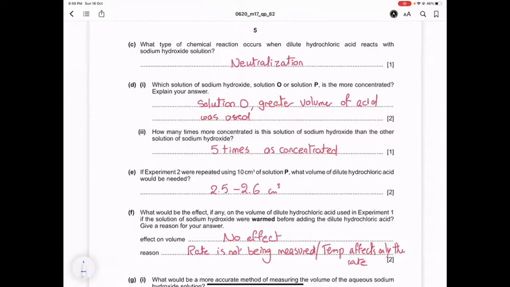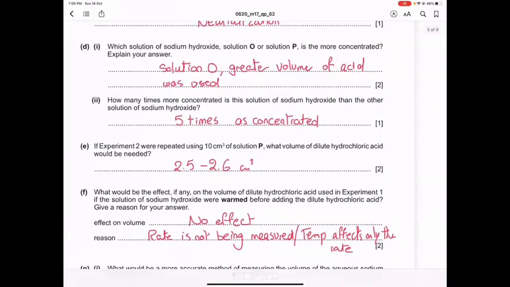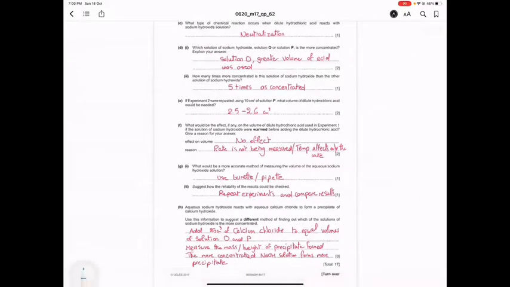Which solution of sodium hydroxide, O or P, is the more concentrated? In order to answer this question, you need to ask yourself, where did he put O and P, in the burette or in the conical flask? If you read, he put O and then P in a conical flask, okay? And he filled the burette with the same hydrochloric acid, same concentration. And then O required 25.5 centimeter cube of this acid, and P required 5.1 centimeter cube of the same acid. This means that O was much more concentrated, therefore it required a larger volume of acid. So it's solution O because greater volume of acid was required.